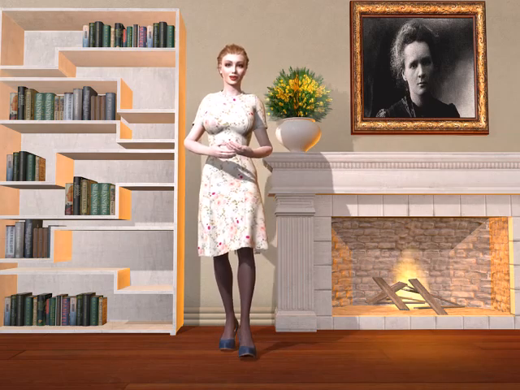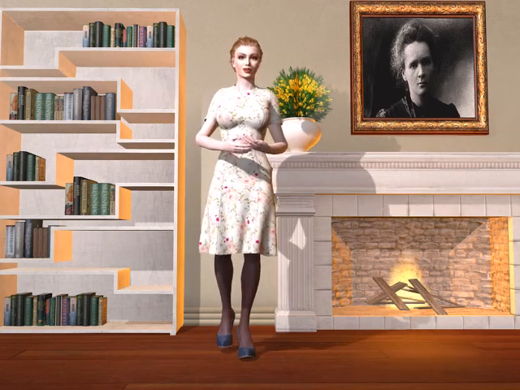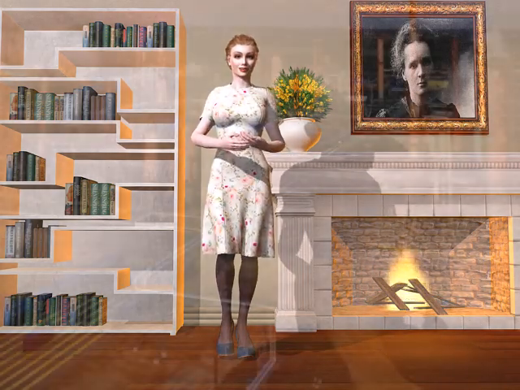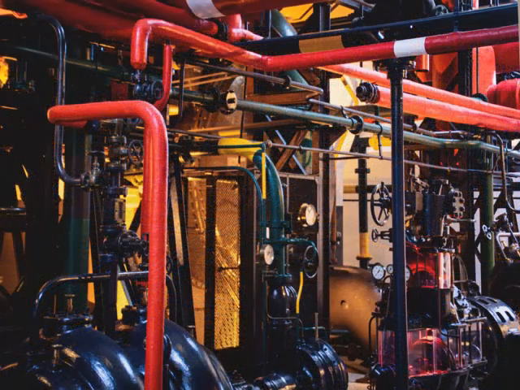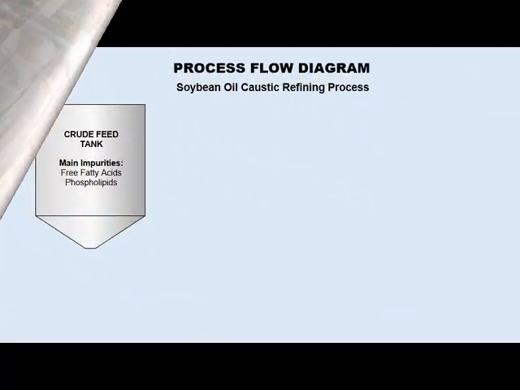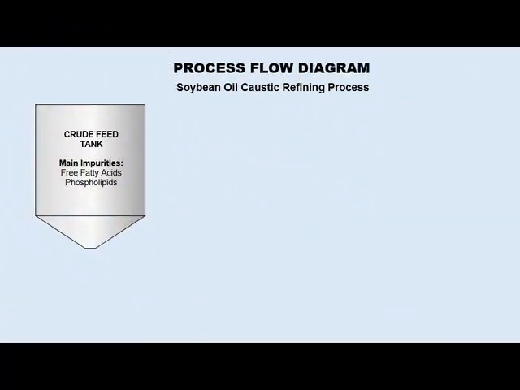Now let's get started. Chemical engineers often use mass balances to account for the quantities of every compound in multiple streams entering and exiting industrial chemical processes. These processes are called unit operations. The example we'll use here is the caustic refining process for crude soybean oil. We start by mapping out the process flow diagram as shown here.